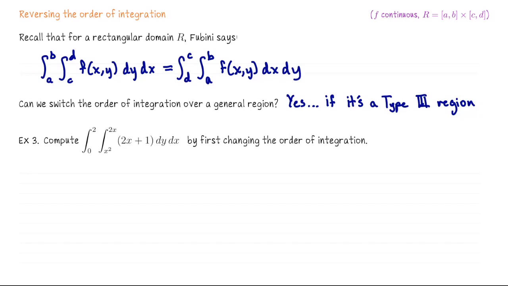Let's do this example. We would like to compute the integral from 0 to 2, the integral from x squared to 2x of the integrand 2x plus 1 dy dx by first changing the order of integration. I'm not actually going to compute it, I'm just going to set up what the new integral would look like. It would be an integral of the form dx dy. Let's sketch the domain of integration and conclude, ideally, that it's a type 3 region.